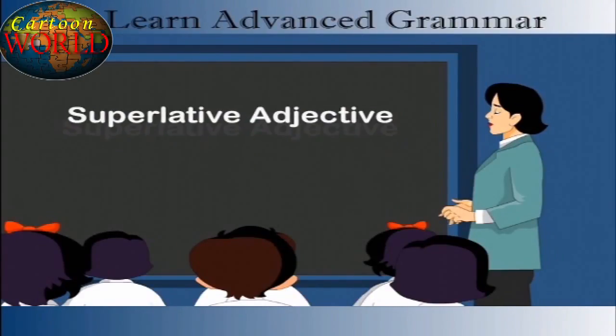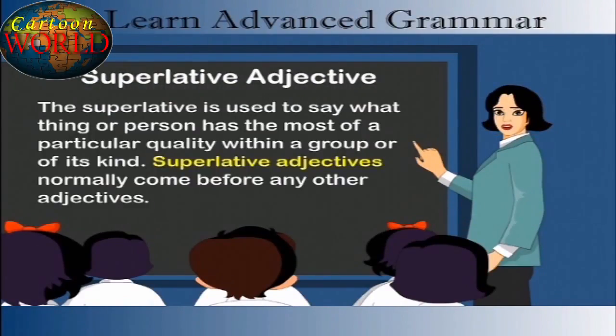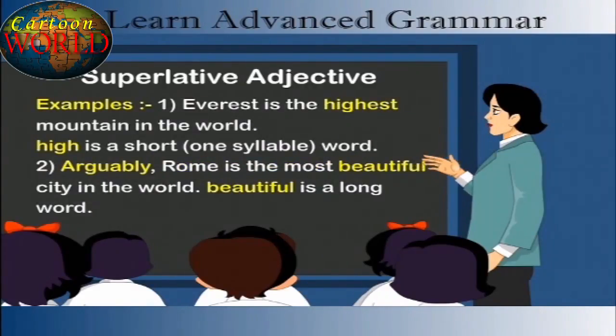Superlative adjective. The superlative is used to say what thing or person has the most of a particular quality within a group or of its kind. Superlative adjectives normally come before any other adjectives. Examples: 1. Everest is the highest mountain in the world. High is a short one-syllable word. 2. Arguably, Rome is the most beautiful city in the world.